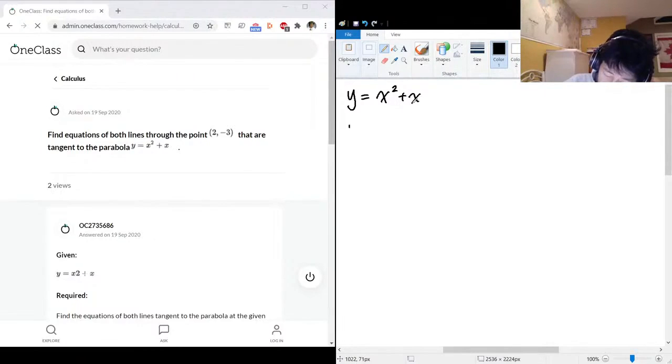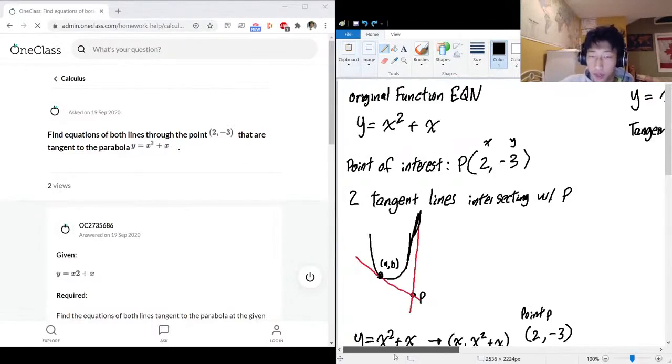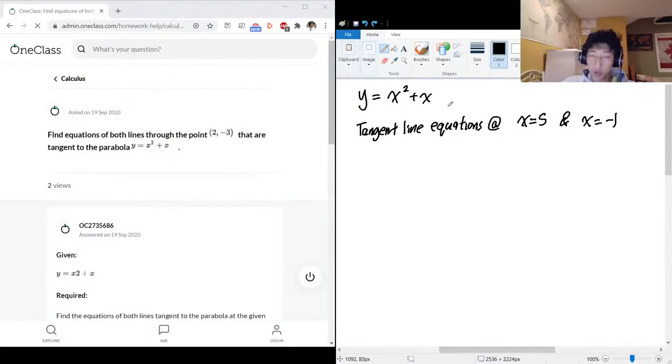We are basically now looking for tangent line equations at x equals 5 and x equals negative 1. To find the tangent line equations, that's fairly simple. We had to find the x equals 5 and x equals negative 1 originally, and we did that through the process here. I'll review that at the end.